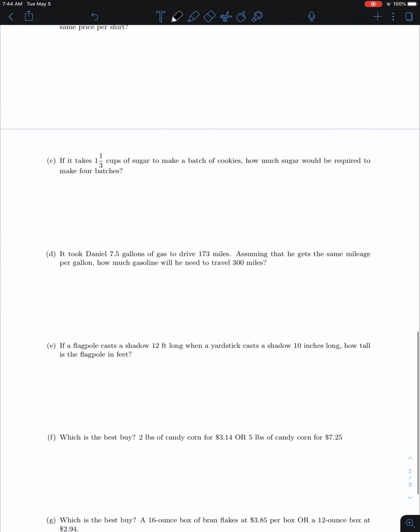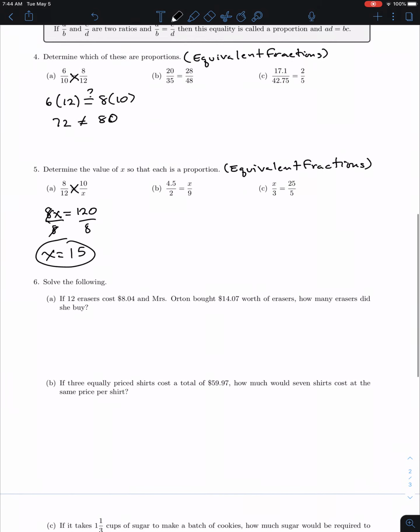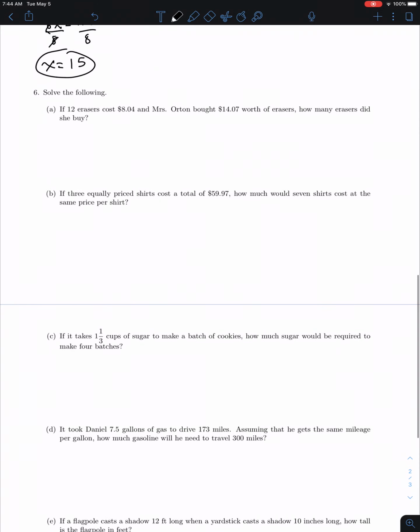And then finally, 6, we've got some word problems. These are all going to be set up exactly the same way. The main thing to remember with word problems is to put similar units across from each other. It doesn't matter which way you line the fraction up, just make sure they match up. In this case, 12 erasers cost $8.04. Miss Orton bought $14.07 worth of erasers. How many erasers did she buy?